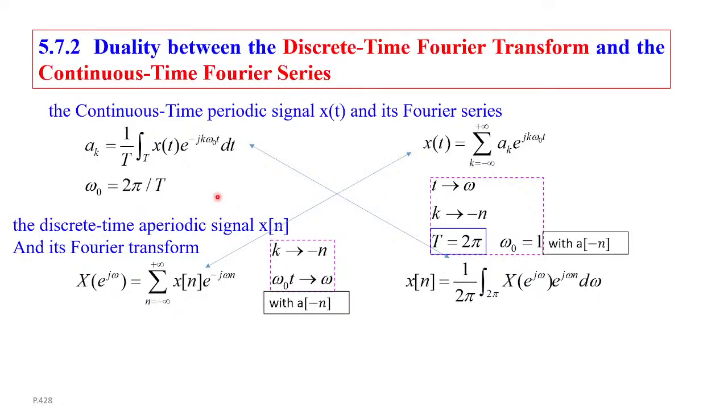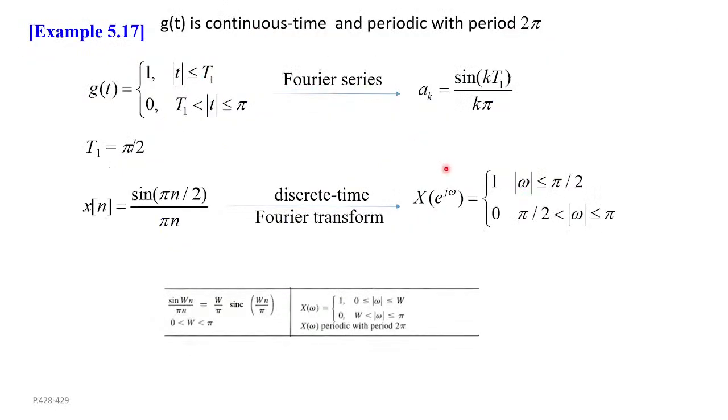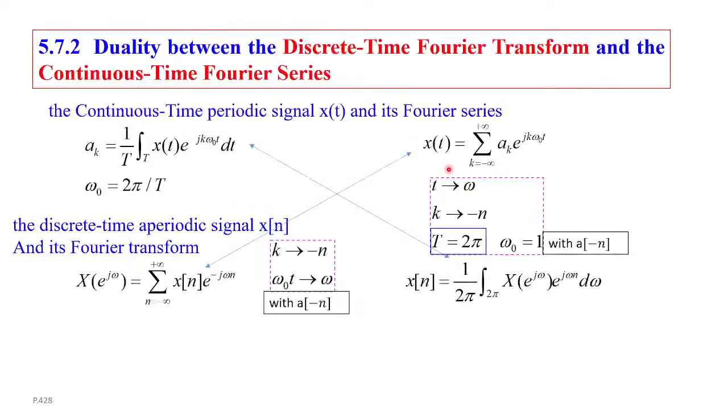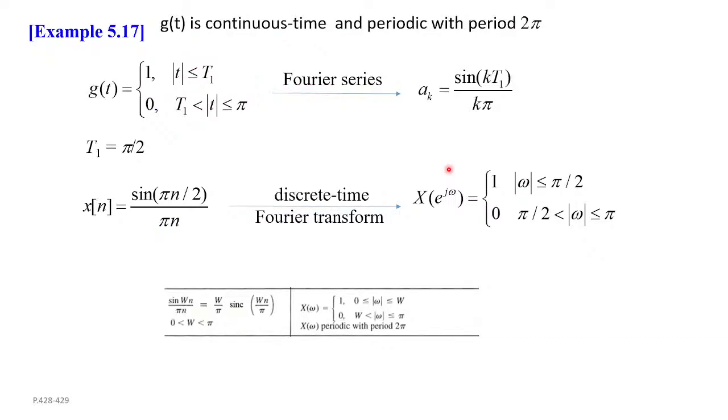So any questions on this duality between the discrete time Fourier transform and the continuous time Fourier series? I think this is the most duality we can talk about here.